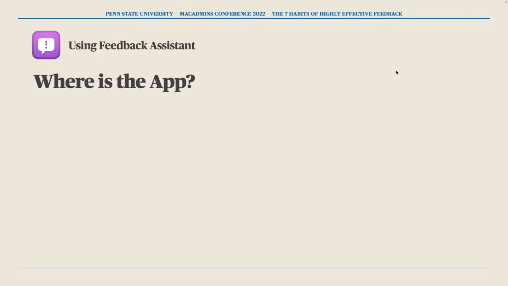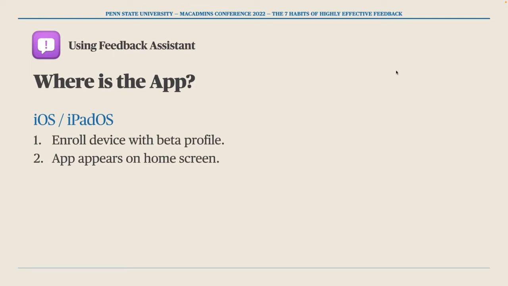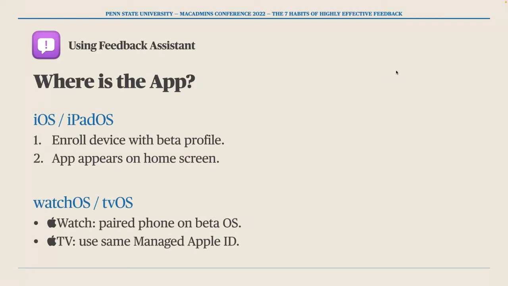The Feedback Assistant is available in different places depending on the device. If you're on iOS or iPadOS, the device must be enrolled in the beta profile and the app will appear on the home screen. If you are reporting issues with watchOS or tvOS, the Apple Watch must be paired with that same phone that's enrolled in the beta, and the Apple TV must be signed in with the same managed Apple ID.